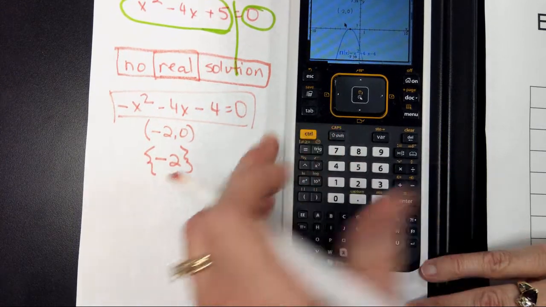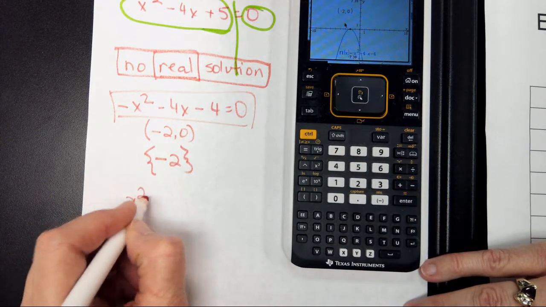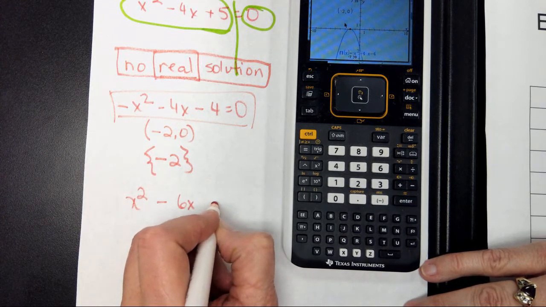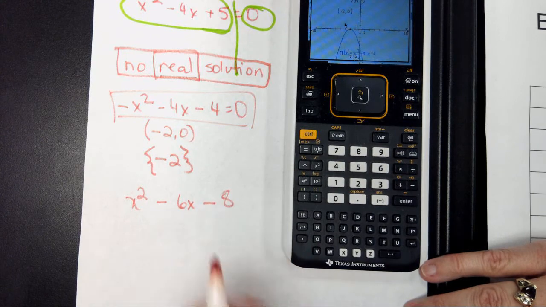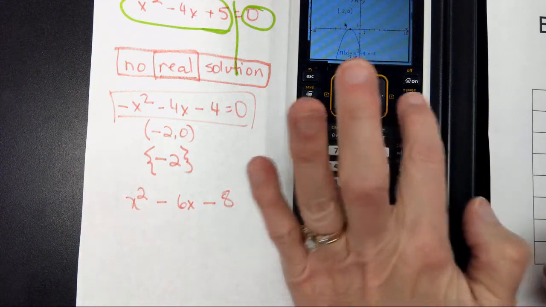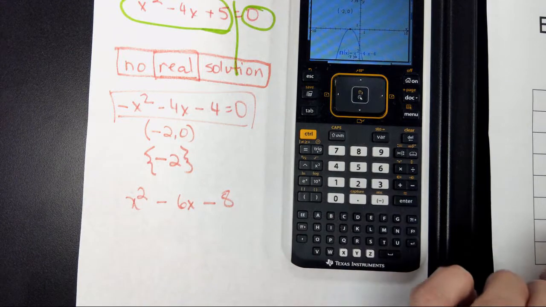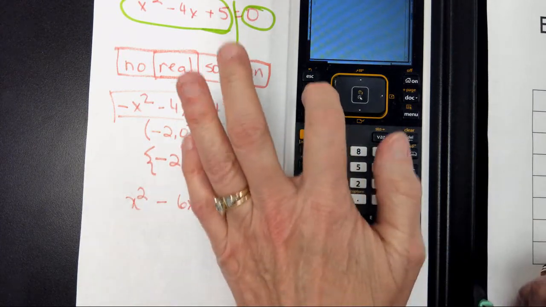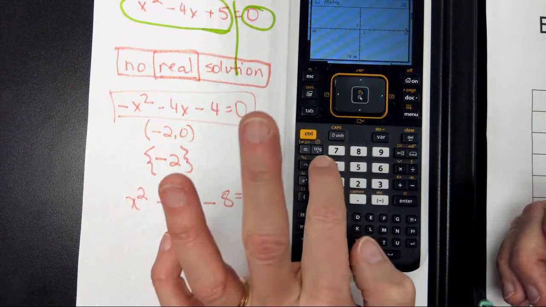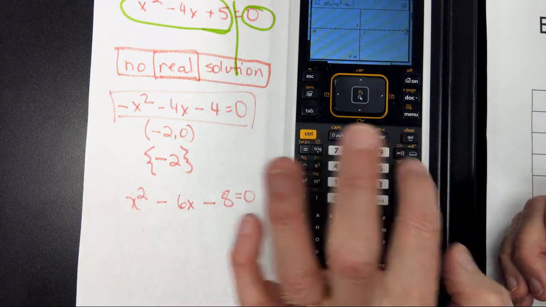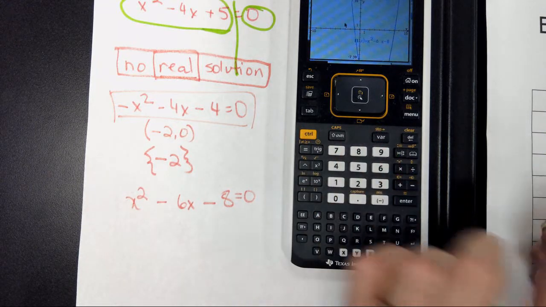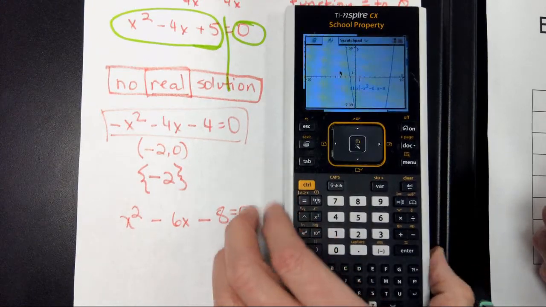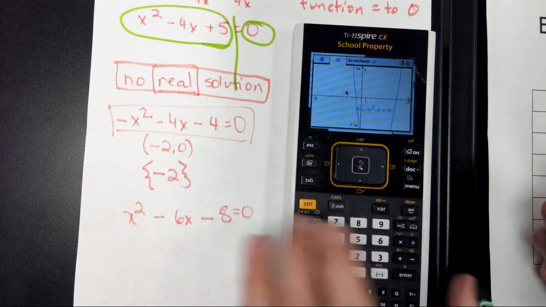So let's say that I have x squared minus 6x minus 8. Okay? And let's graph that. I'm going to put, or equal 0, I'm sorry, it has to have the equal 0, you can't do this. So we're going to put x squared minus 6x minus 8 in there. Now you can see this parabola hits the x-axis more than once. So it's going to have two solutions.